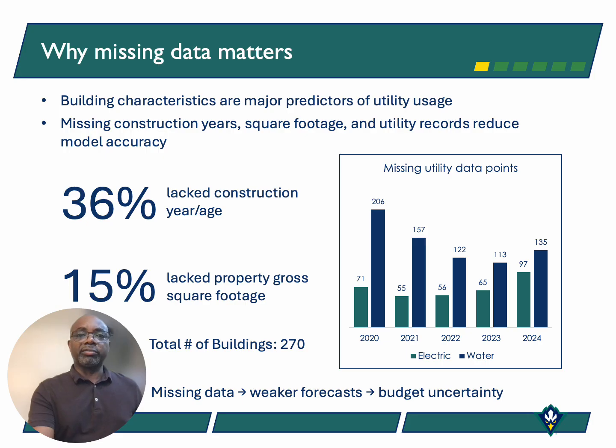The dataset covers 270 buildings across both on-campus and off-campus locations. However, 36% of these buildings are missing completion year information and 15% lack property gross square footage data. Such gaps in the dataset weaken the accuracy of energy intensity forecasts, which in turn introduces greater uncertainty in budget planning.